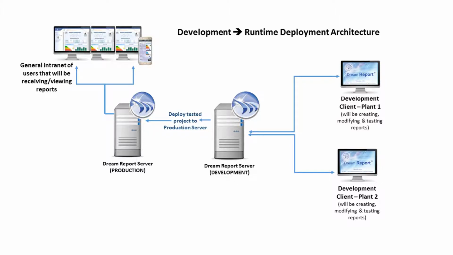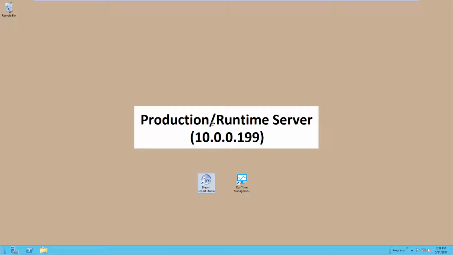So let's first take a look at the runtime or production node. On the Dream Report runtime or production node, you need to perform the following tasks to allow for a runtime project to be deployed to that node and to allow for the running of and auto update of the project.